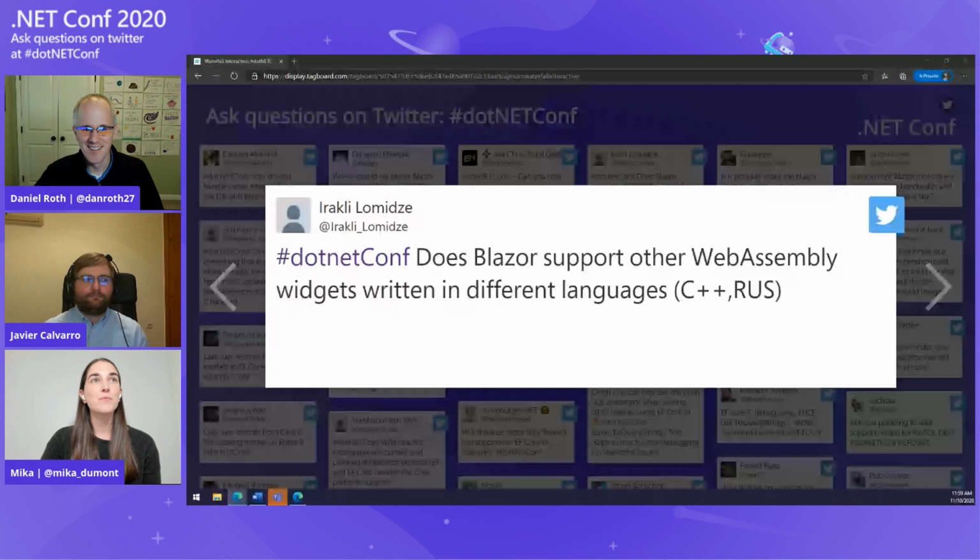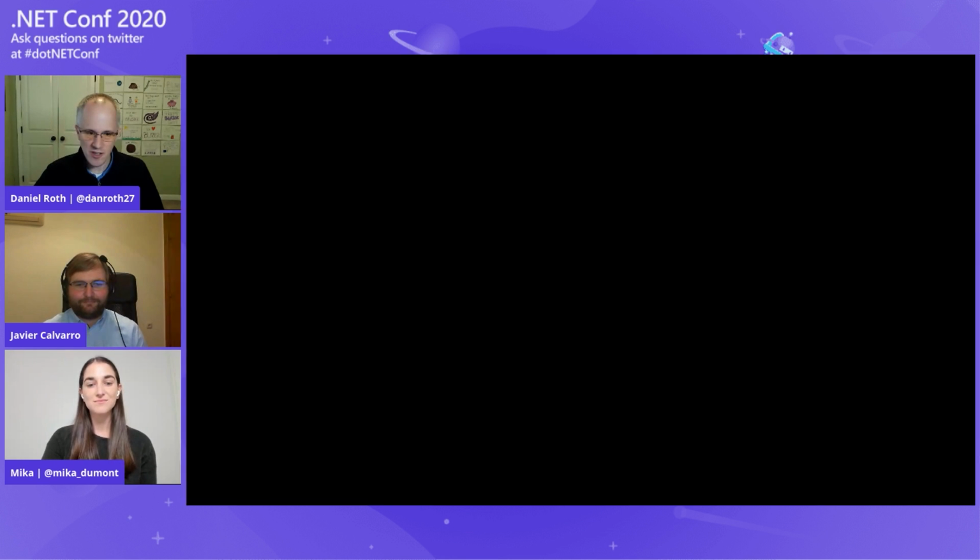Here's one from Irakli, and they want to know, does Blazor support other WebAssembly widgets written in different languages, C++, Rust? That's a great question. So Blazor is just built on open web standards, right? It's WebAssembly, WebSockets, HTML, CSS, and Blazor supports doing interop with JavaScript. If you have JavaScript code that you want to bring in, you can call into arbitrary libraries. You may have some existing libraries that you want to reuse.